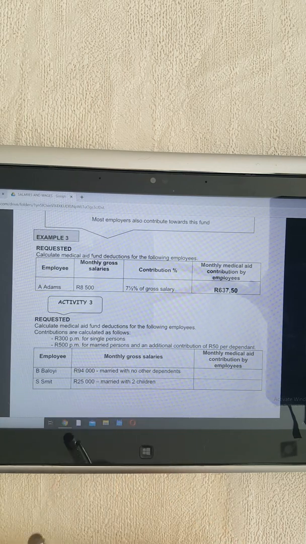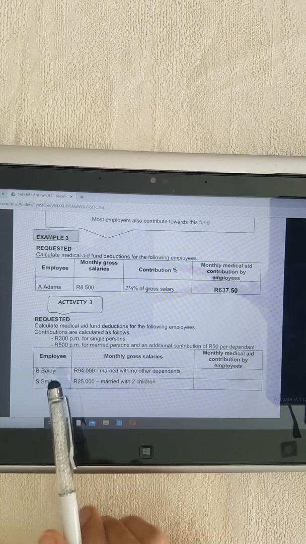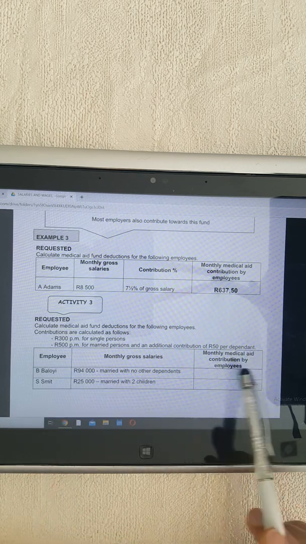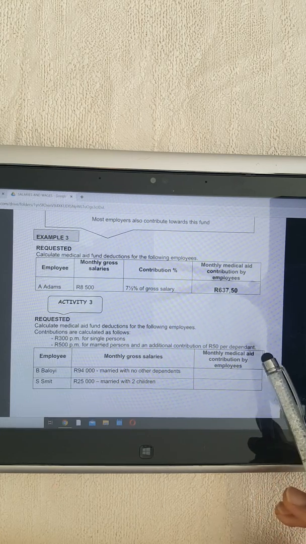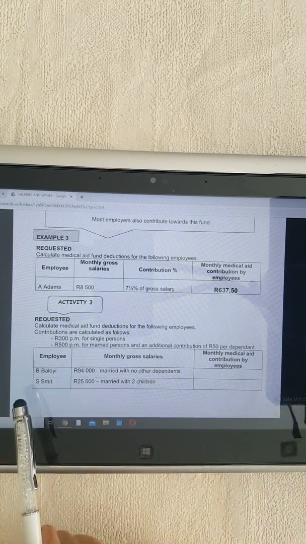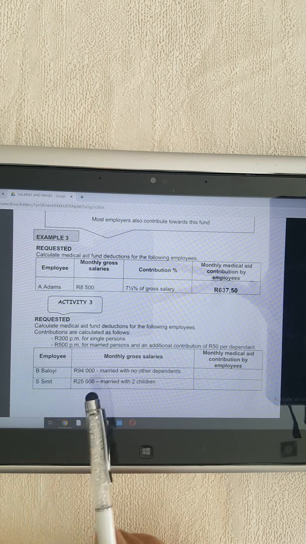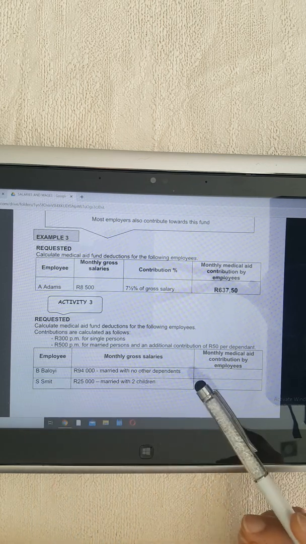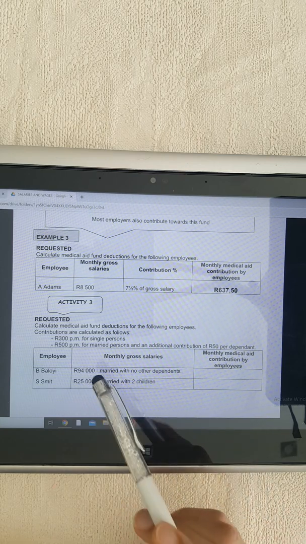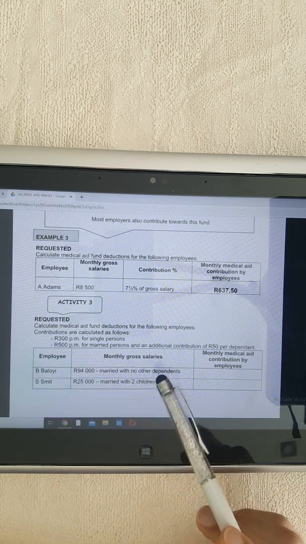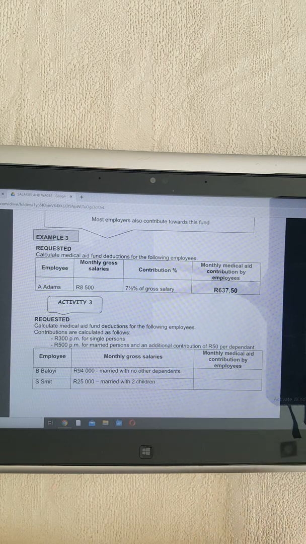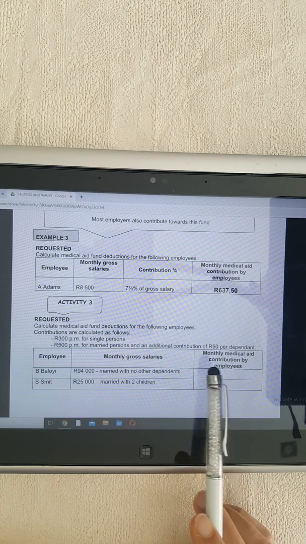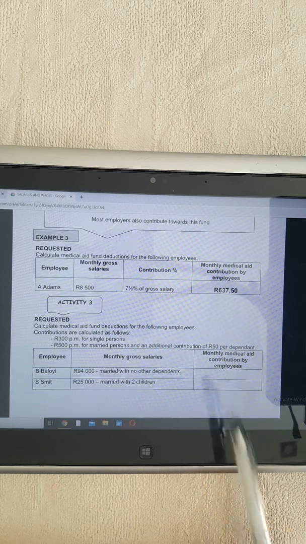If they are single, they pay 300 rand per month. If they're married, they pay 500 rand per month, and an additional contribution of 50 rand per dependent, which means your children normally, right? So the first guy, Mr. B, he has 94,000 rand. He's married with no other dependents. Okay, so every month he's earning 94,000 rand. He's married, but he's got no dependents. So how much would he pay? Here's the one for the married persons, 500 rand, and no dependents, so he would pay 500 rand.